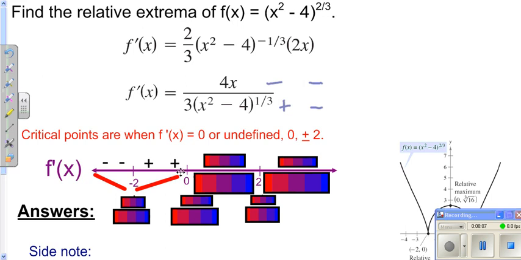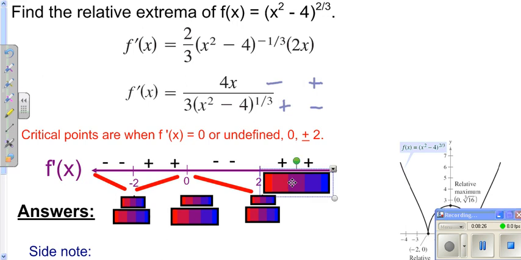Over here, I'd try, say, 1. Well, that's going to make my top positive, but the bottom's still going to be negative, so I'll get a negative. So I'm going to draw a line going down and do the same thing over here if I try, say, 3. And I get positive, so I'm going to draw a line going up. Bottom of a valley, so I know that's a minimum. Mountaintop, so I know that's a maximum.